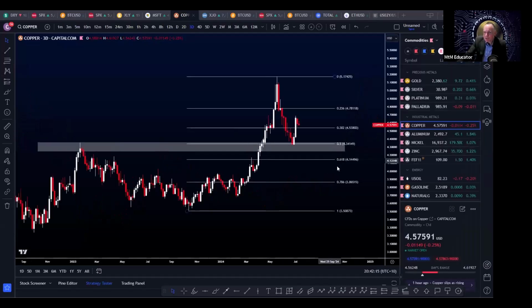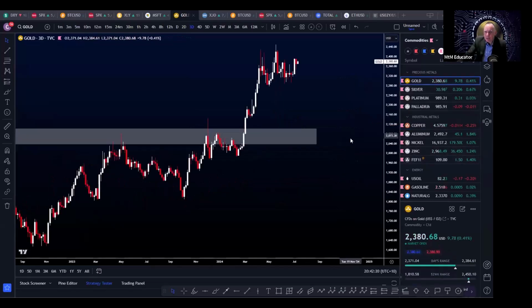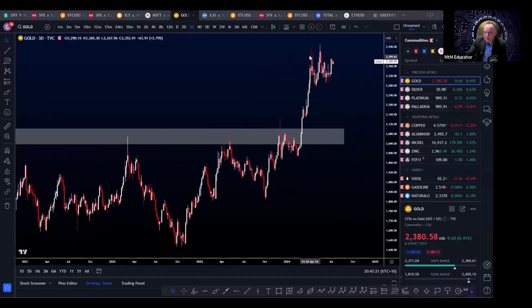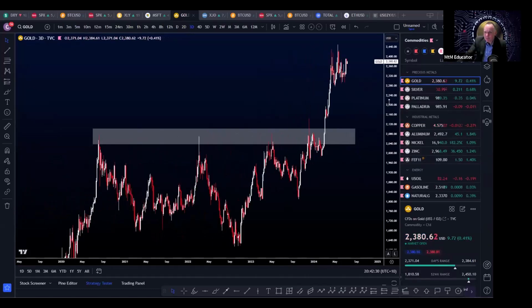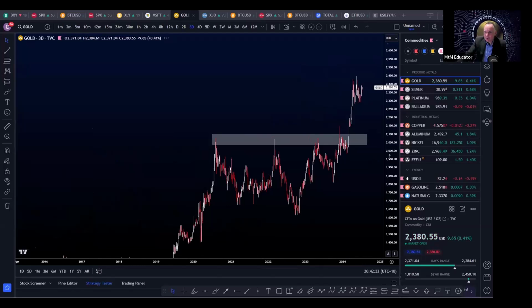What we're starting to see in the rest of materials is even on precious metals. Gold had its breakout, sitting in a beautiful consolidation now. Now we're waiting to see what's going to happen from here. This was the biggest move that gold has had in a very, very, very long time.